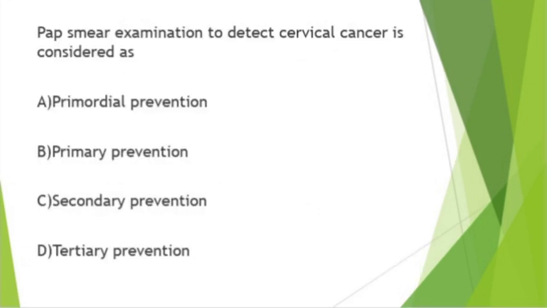Pap smear examination to detect cervical cancer is considered as A, primordial prevention, B, primary prevention, C, secondary prevention, D, tertiary prevention. Pap smear examination is what? It is a screening test to detect cervical cancer. It will come under option C, secondary prevention. Always keep in mind that all the screening tests will be coming under secondary prevention.